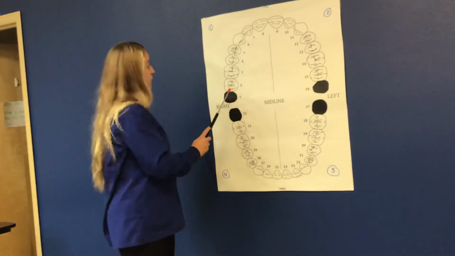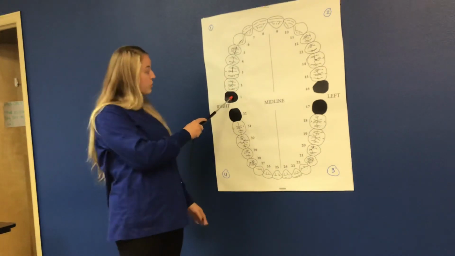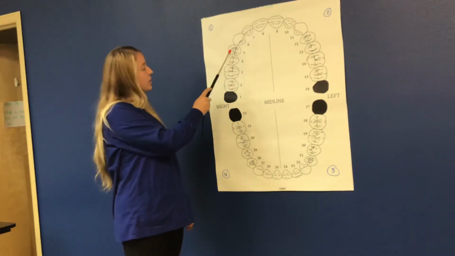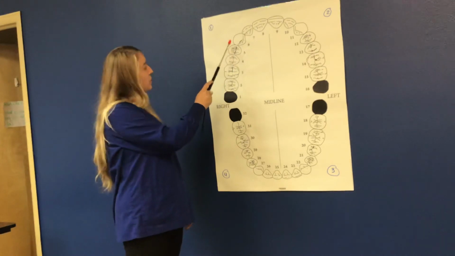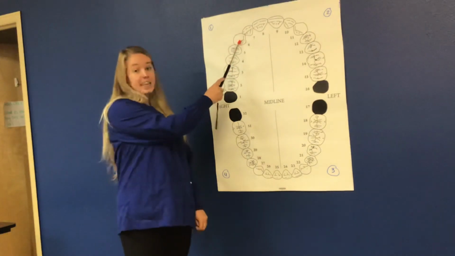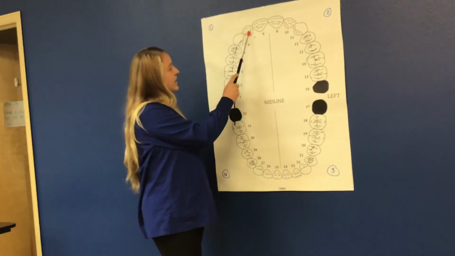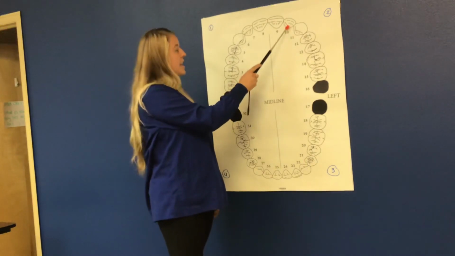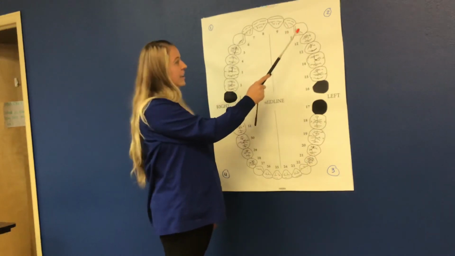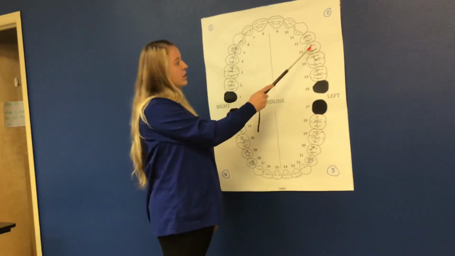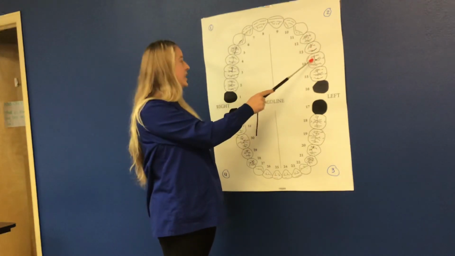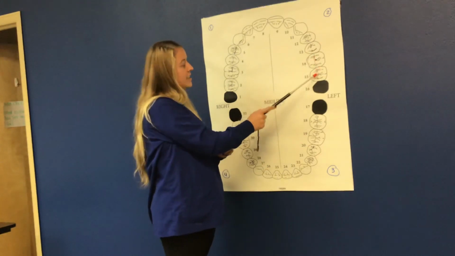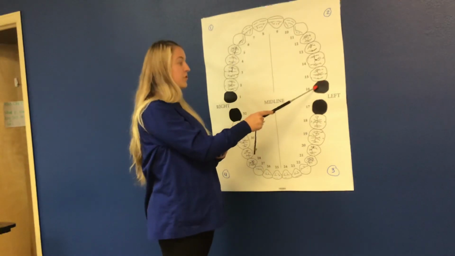So we start with 1, wisdom tooth or third molar. 2 is a second molar. 3 is a first molar. 4, second premolar. 5, first premolar. 6, canine. 7, lateral incisor. 8, central incisor. 9, central incisor. 10, lateral incisor. 11, canine. 12, first premolar. 13, second premolar. 14, first molar, 15, second molar, and 16 is third molar.